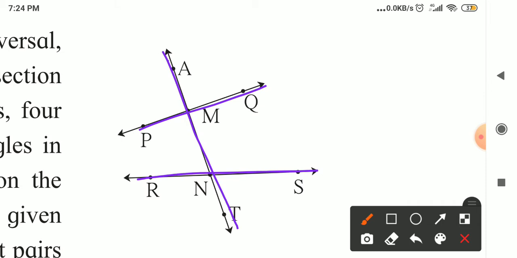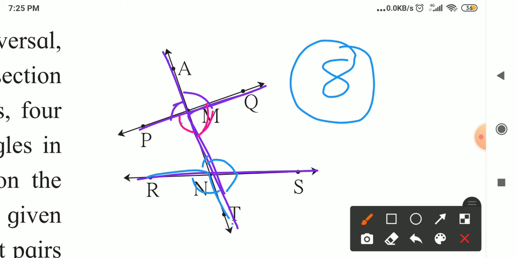So you will notice here angle AMP, this angle, AMQ, then QMN, this is also an angle, PMN, this is also an angle. How many angles are here? 4. Then M and S, S and T, T and R, and angle R and M. It means if a line intersects two distinct lines, then it forms a total of 8 angles. How many angles does it form?